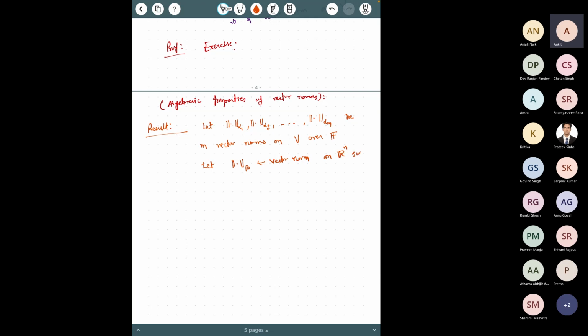Such that this norm, subscript beta, satisfies a monotonicity. So what is that?